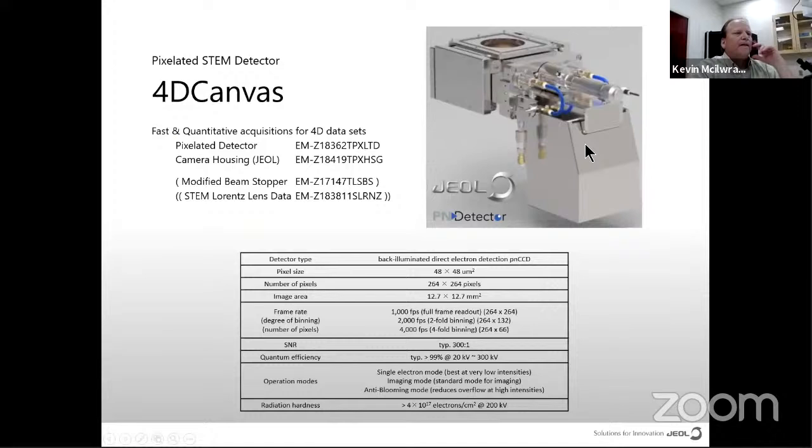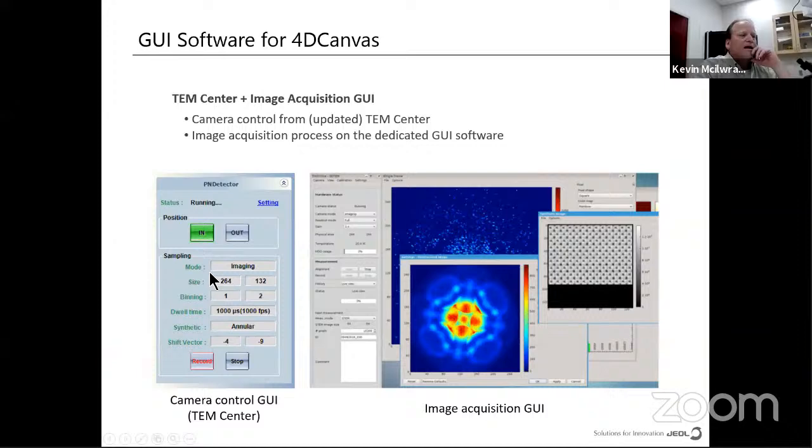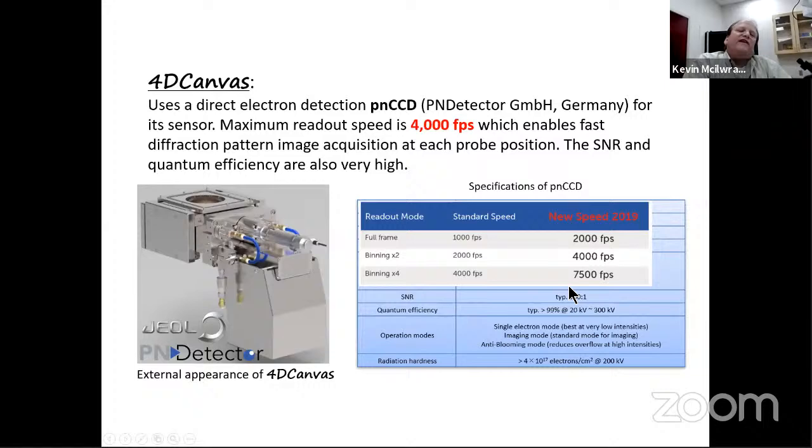We sell a product called 4D Canvas. This is what it looks like. The software GUI for collecting data, right? So we can actually collect through our GUI. We open it up. And then we are actually collecting a convergent beam pattern at each pixel, which has all the information of the sample. So, we're running at about 7,500 frames per second. And here's the data that you can produce with that type of detector.